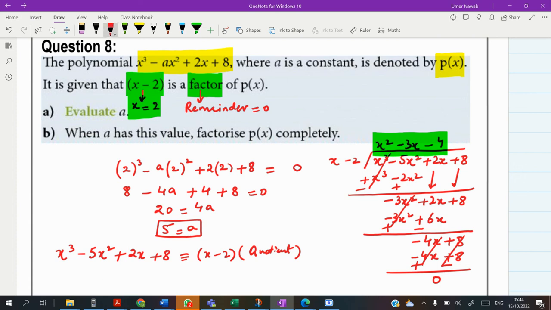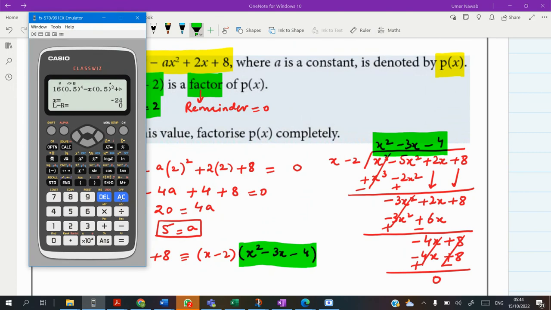So I'm going to write my quotient now, x squared, but don't stop here. In the exam, you need to see if maybe this quadratic expression can be further factorized into two linear factors. For this, it's better to go to the calculator: menu, equation, polynomial, degree 2, enter 1, since the coefficient of x squared is 1, enter negative 3, the coefficient of x is negative 3, and negative 4, you put it there.